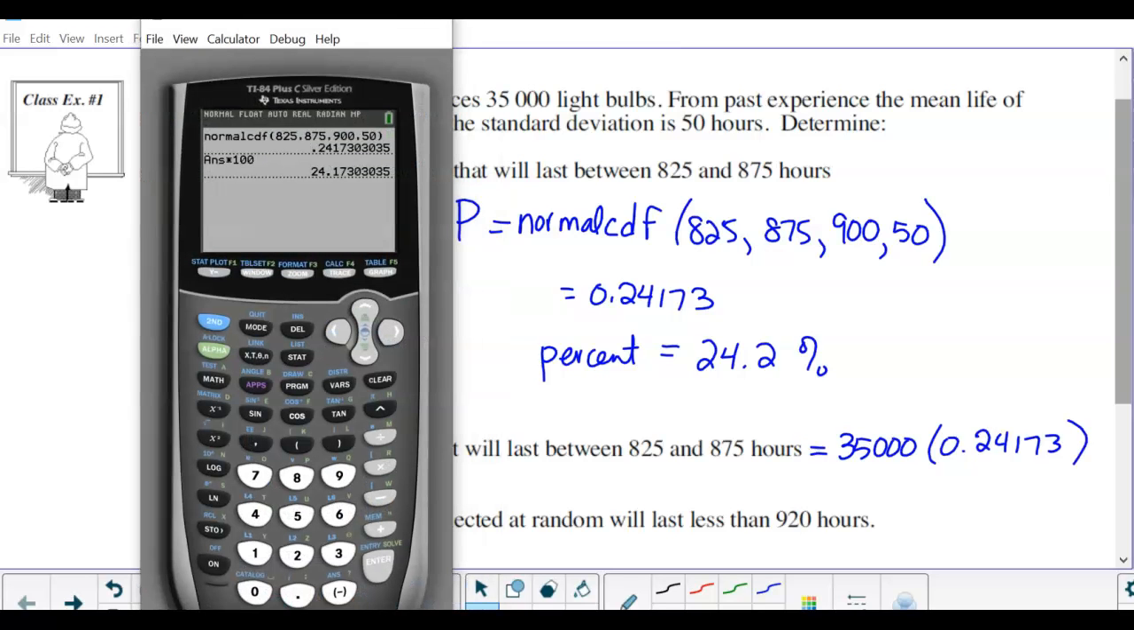I can either go back and multiply this by 35,000, or take this, multiply by 35,000 and divide by 100. So totally up to you. If you don't have that capability to go back up, then you can divide this back to the decimal form and then multiply by 35,000. Now, you can't have part of a light bulb, so we would say approximately 8,461 bulbs.